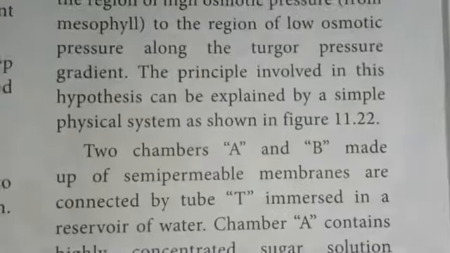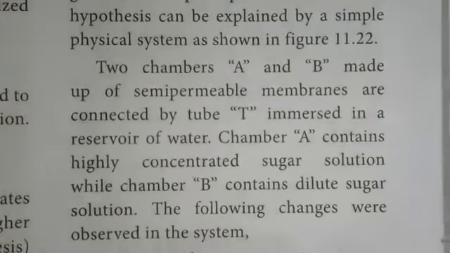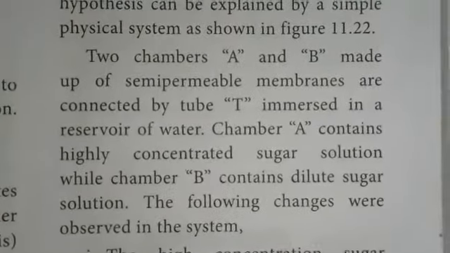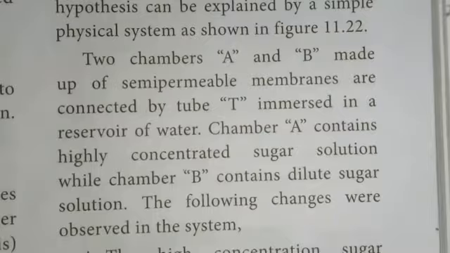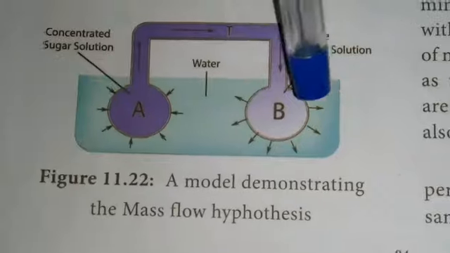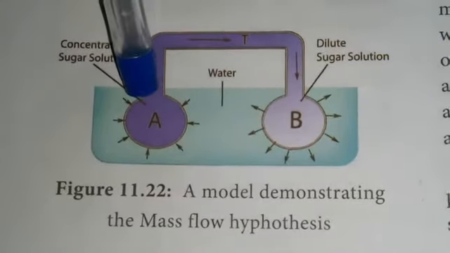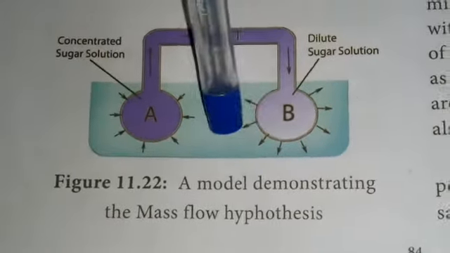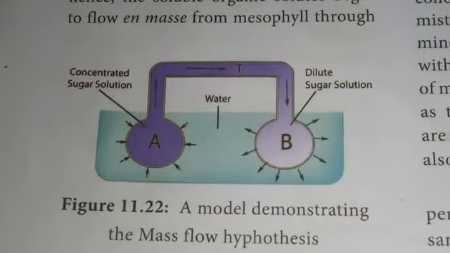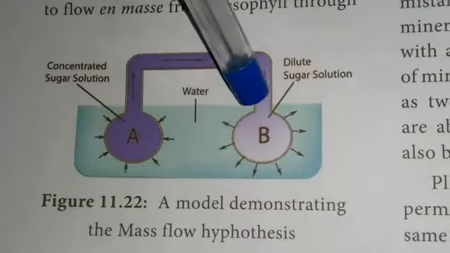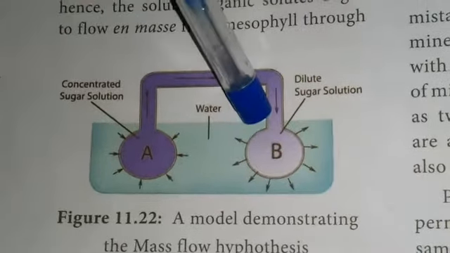For this, an experiment was done by them. A chamber A and a chamber B are made up of a semi-permeable membrane, that is, it can allow only certain substances, connected by a tube T immersed in a reservoir of water. Chamber A and chamber B are connected by a T tube which is immersed in a beaker containing water. Chamber A contains a concentrated sugar solution and chamber B contains a dilute sugar solution.